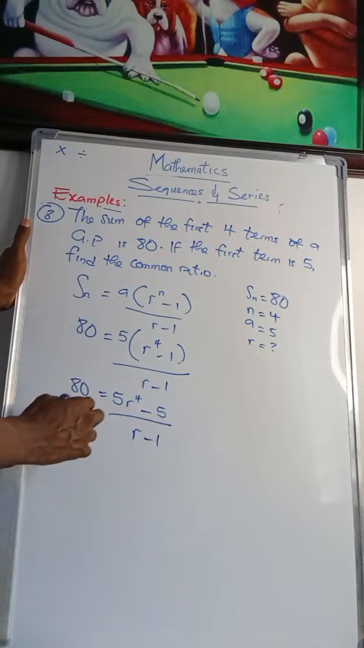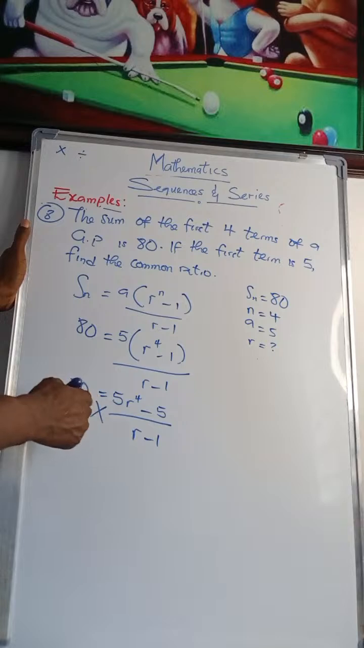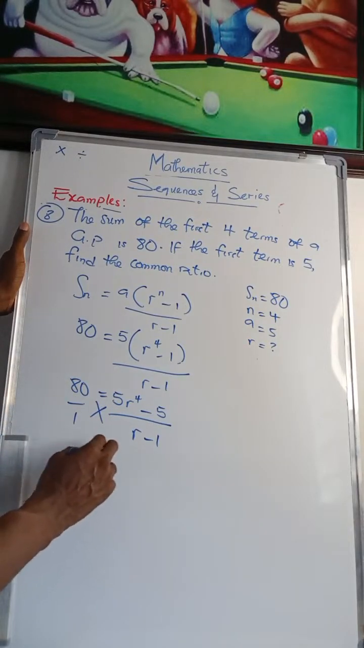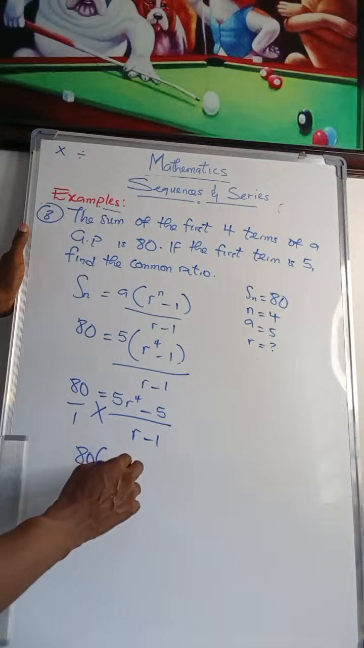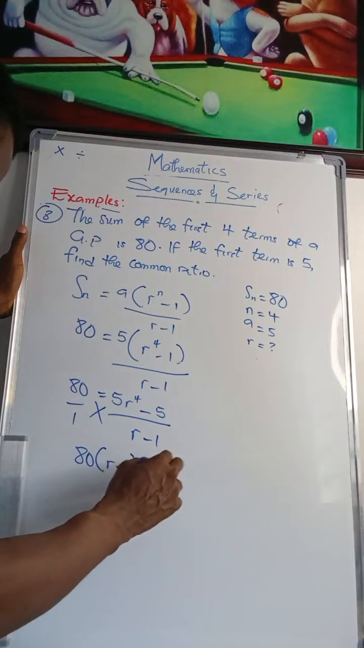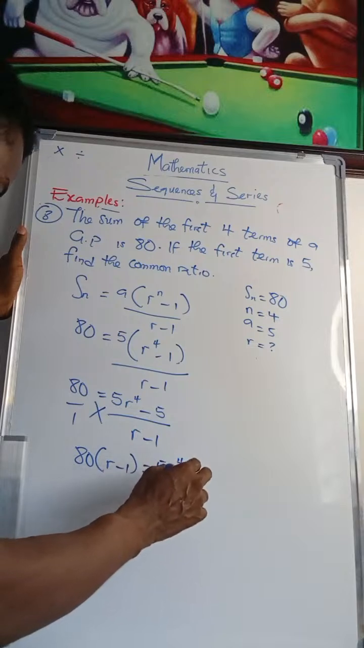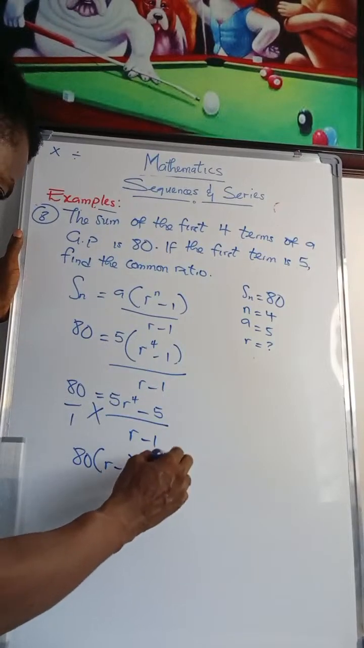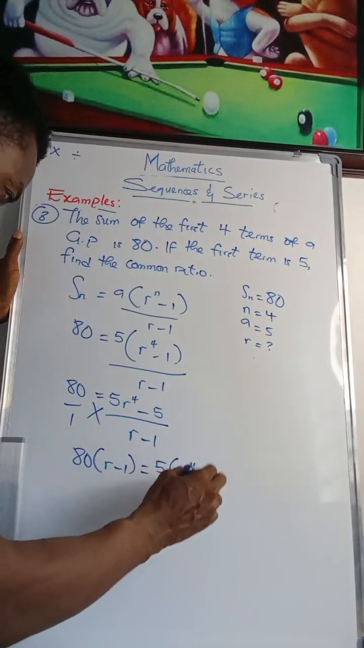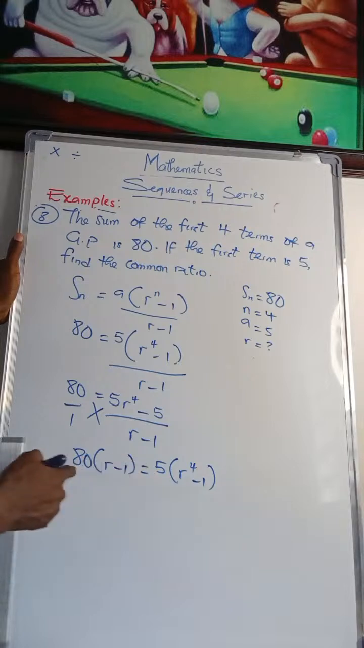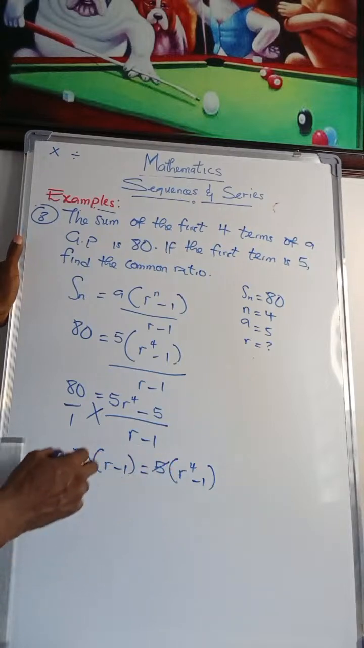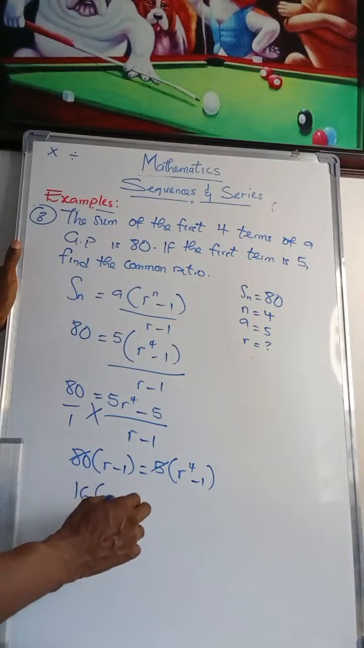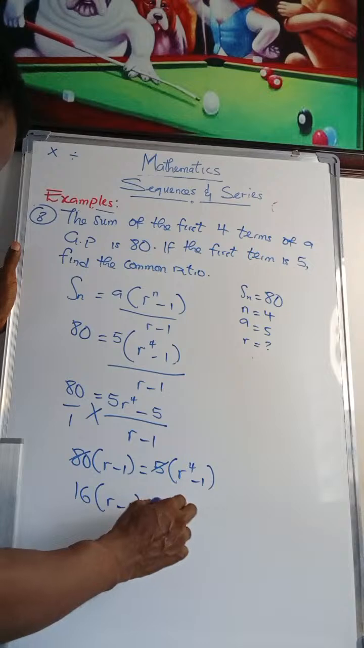Then what do we do here? We cross multiply. This multiply this, and this multiply this. So we have 80 times R minus 1 equals to 5 R raised to 4 minus 5. Okay, we can factorize this. Let's write this: 5 open bracket R raised to 4 minus 1. So 5 can go in 80. 5 in 80 is 16. So we have 16 times R minus 1 equals to R raised to 4 minus 1.